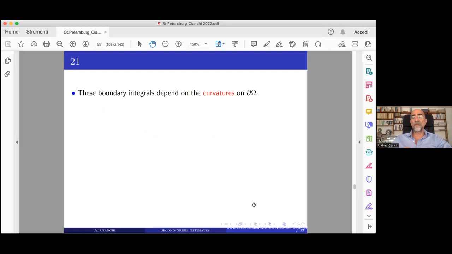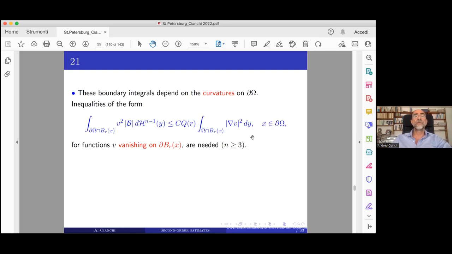Now, if the domain is convex, as I said, then these boundary integrals have a sign, which is the right one, so we can just forget about them. But if not, these integrals depend on the curvatures of the boundary. And at some point, we have to face inequalities of this form, which are a kind of trace inequalities. So this is an integral over the boundary intersected with some small ball, for some function v squared times a weight, which is just the modulus of the curvatures of the boundary. It has to be estimated by the norm of the gradient of v squared inside the domain times some constant and a quantity which depends on R, the radius of the ball. And it is for functions which vanish on the boundary of this ball here.